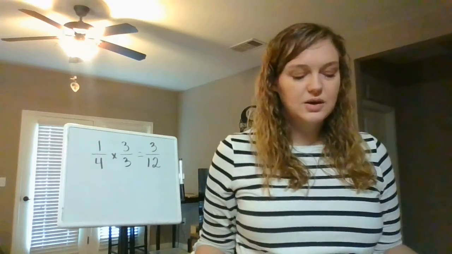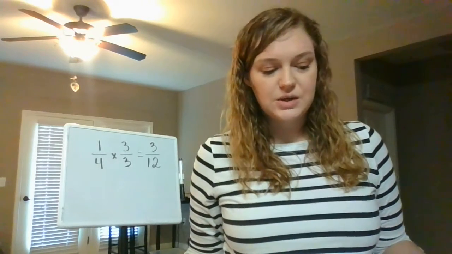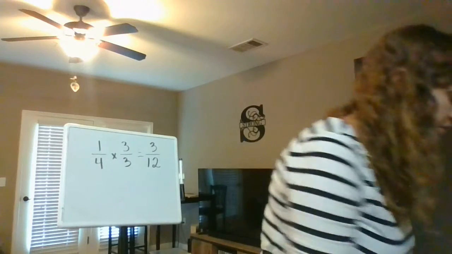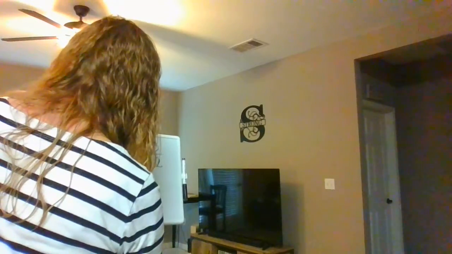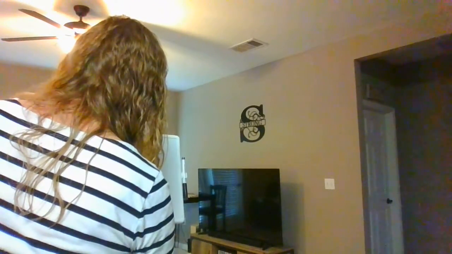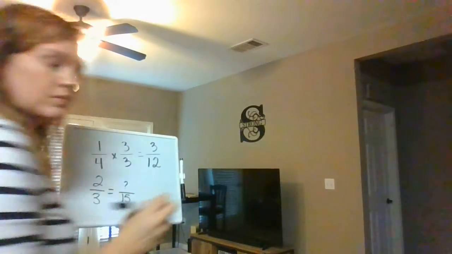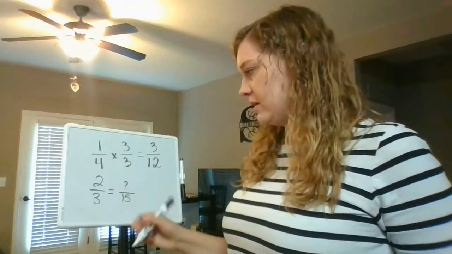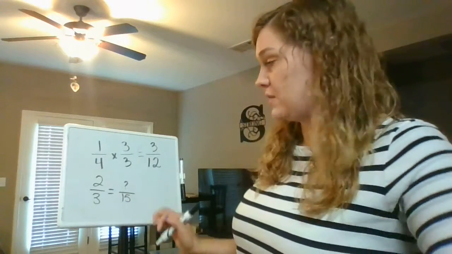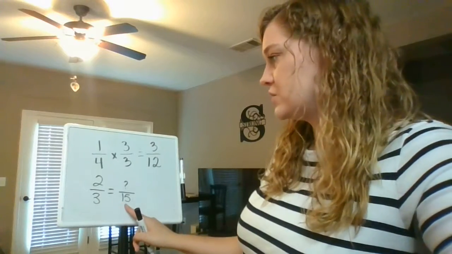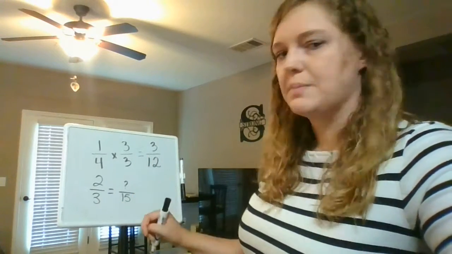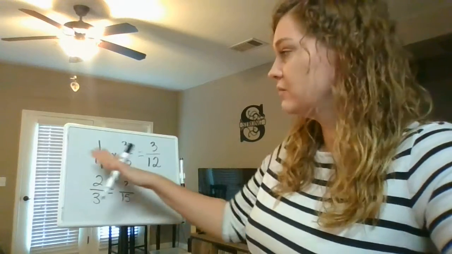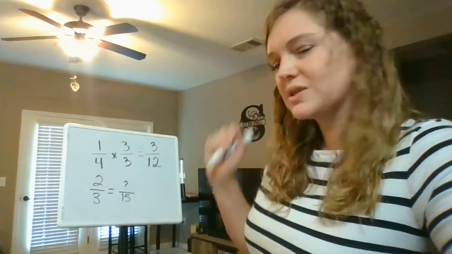Example 2 says, complete the equivalent fraction. 2/3 is equal to how many 15ths? So it looks like this. That's how it looks in your book. Well, without writing it all out, you could think, 3 times what equals 15? You're doing it the same way that you did up here. It's just a little shorter. You can write it all out this way, but you can also just do it in your head.